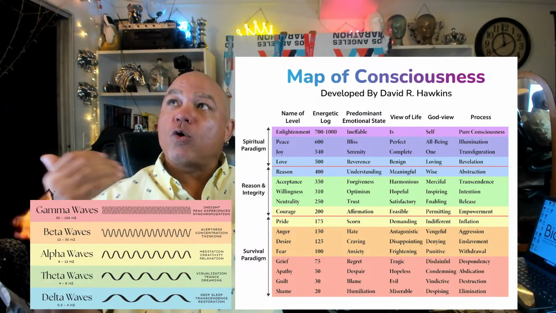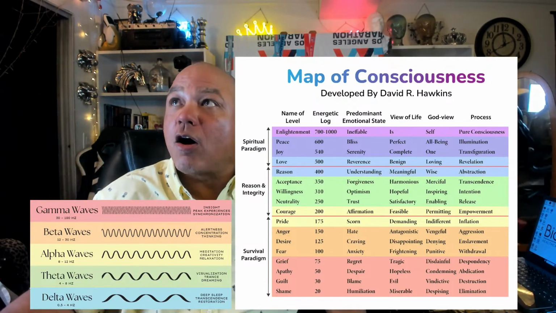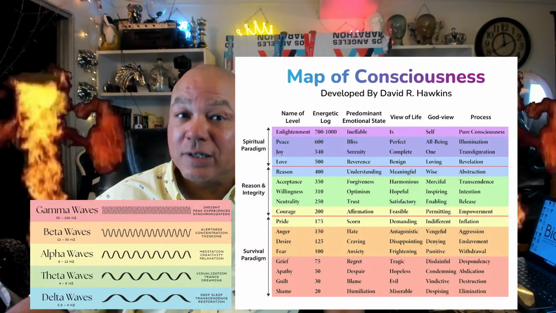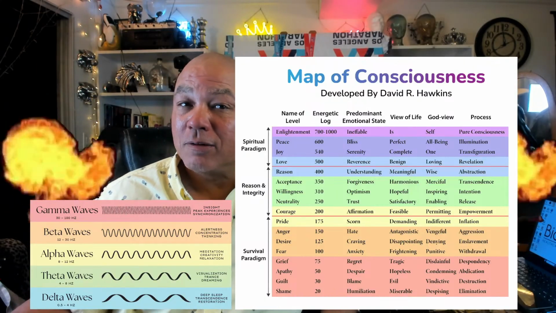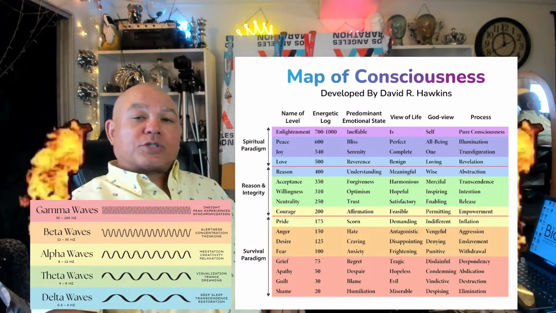Now, above that, of course, here we are at the top, which is enlightenment, right? Energetic log of 700 to 1,000. You see, there are many levels of enlightenment, many levels, all right? And the predominant emotional state is ineffable.